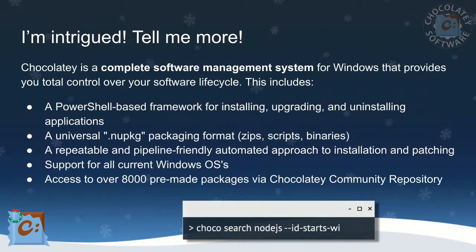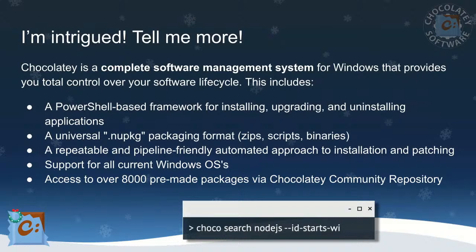So let's start diving into this a bit more. Chocolatey is a complete software management system for Windows that provides you total control over your software lifecycle. This includes a PowerShell-based framework for installing, upgrading, and uninstalling your applications. So we use that native language of PowerShell. If you understand PowerShell, it's going to be nice and easy for you to understand Chocolatey.